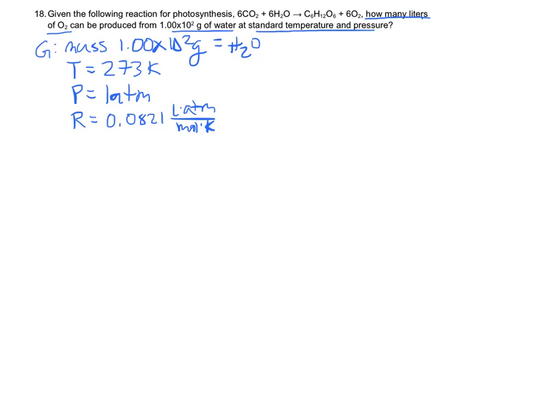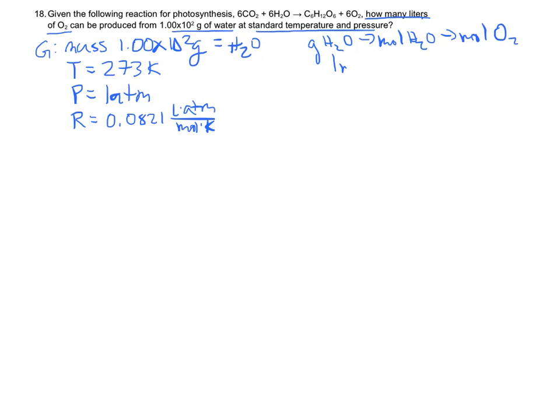Now, we know that we're going to have to convert grams of water into moles of water, and then moles of water into moles of oxygen. So this is a conversion problem as well, a stoichiometry problem. As far as our mole map goes, we're going from grams of water into moles of water, and then from moles of water into moles of oxygen, which means we also need two equivalent statements.